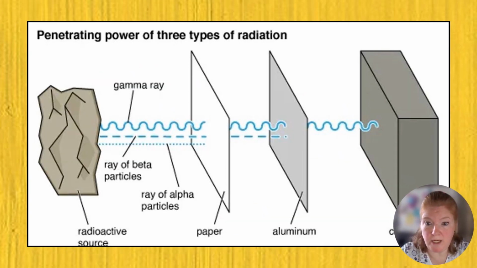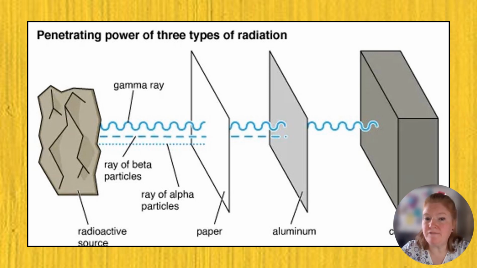Now, what about penetrating power? Okay, penetrating power is the ability of those particles to pass through things. Well, alpha particles have a big mass. They have a mass of 4. So things just like paper can block them, okay?